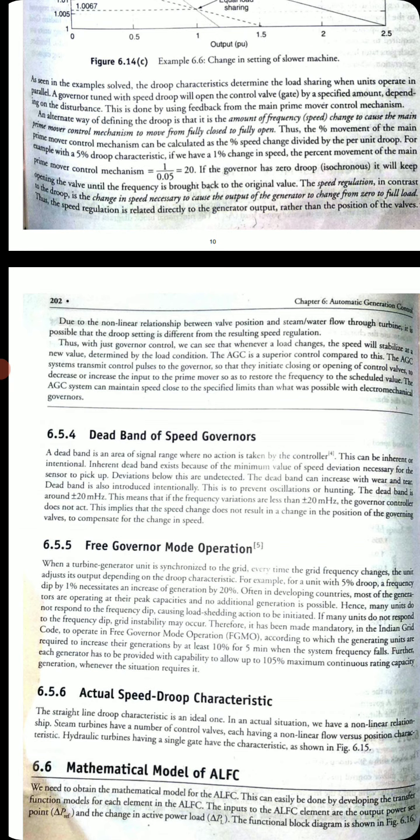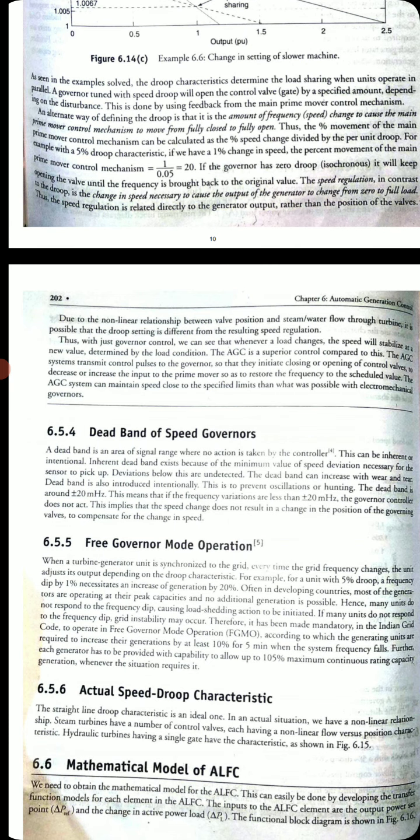Deadband is also introduced intentionally. The previous one was inherent; now this one is intentional, to prevent oscillation or hunting. The deadband is around plus or minus 20 millihertz. This means that if the frequency variation is less than plus or minus 20 millihertz, the governor controller does not act. This implies that the speed change does not result in a change in the position of the governing valves to compensate for the change in speed. So this band of frequency where no governor operation takes place, a minimum value of the frequency band, is called the deadband of the speed governor.